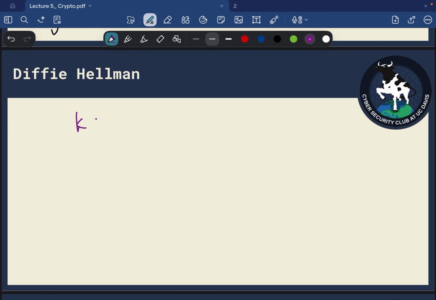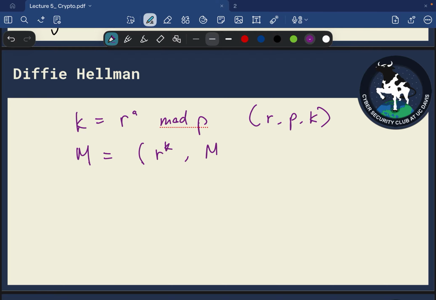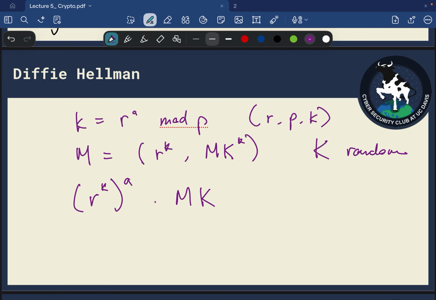So we've established K is equal to R to the power of A mod P. Your R, P, and K are your public keys. So in order to create a signed message, you compute R to the power of k, with M being your message, and this lowercase k is some random value. And then you would create a signature. So that's your signature. You verify the signature by R to the power of k, raised to the power of A, multiplied by k to the power of the signature that's generated. That would equal M modulo P.